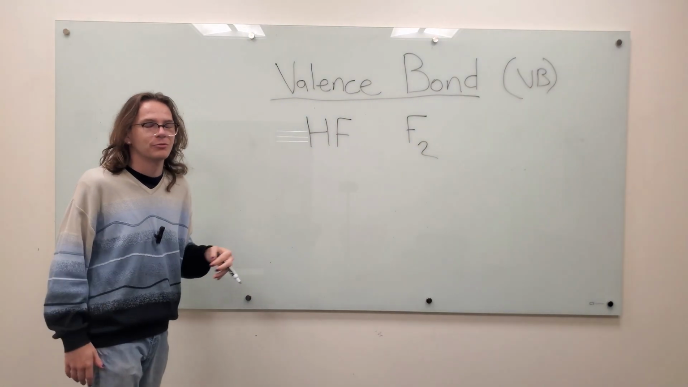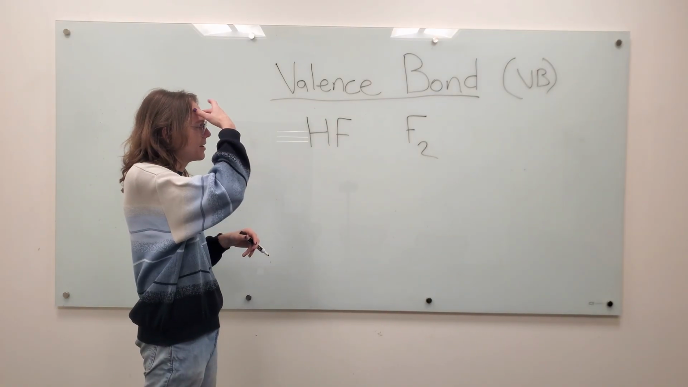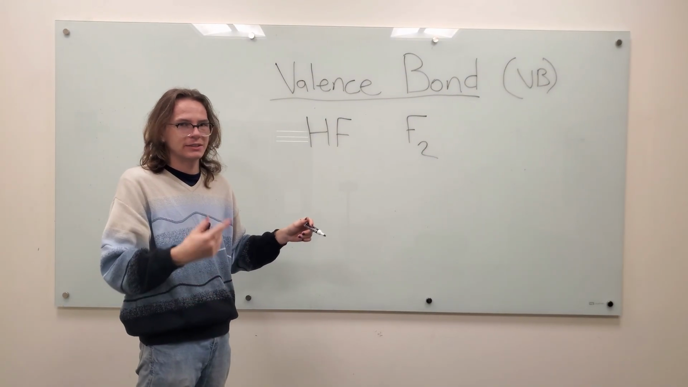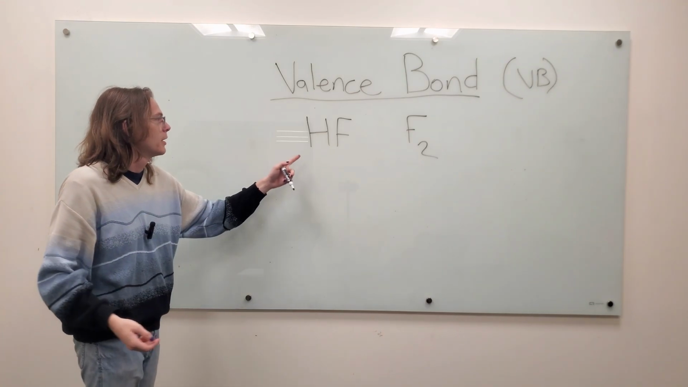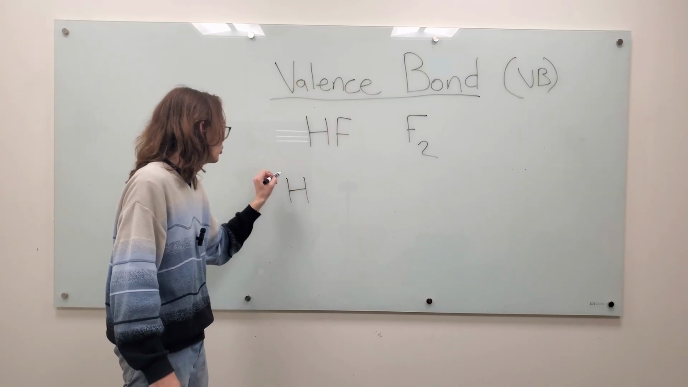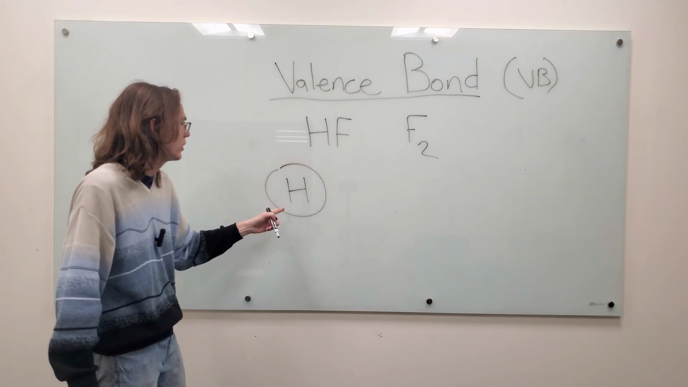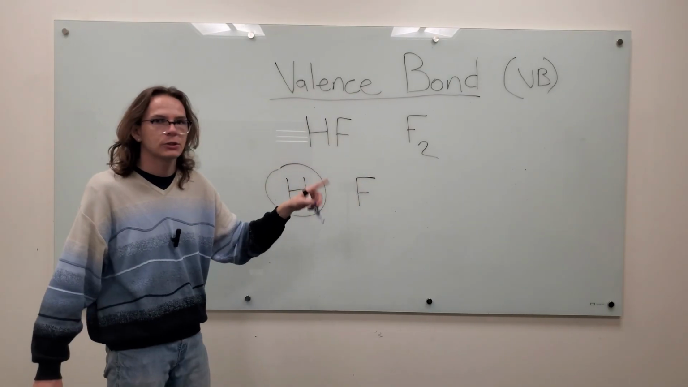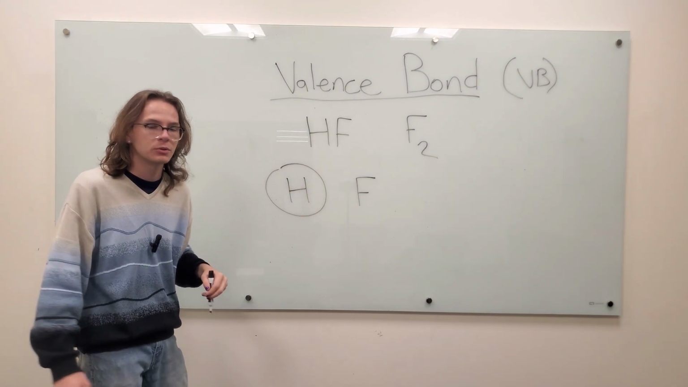So what about a slightly more complex molecule like hydrogen fluoride, or even F2, fluorine gas, excuse me. These are a bit more complex. It's not just hydrogen. It's not just one electron. Well, for hydrogen fluoride, of course, we have hydrogen, which just has its one s orbital, but fluorine has an s orbital as well as p orbitals.